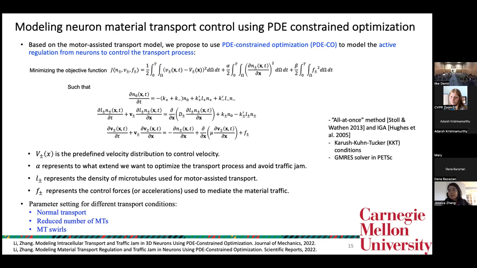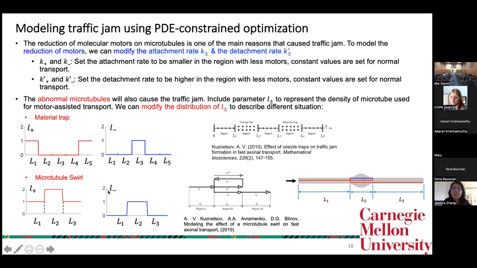So the traffic jams can be introduced into the system by setting certain parameters. There are 2 kinds of traffic jams. The first category is related to reduction of motors; we can modify the attachment rate and the detachment rate to model this kind of traffic jam. The second category is introduced by abnormal microtubules. For this type of traffic jam, we can modify the distribution of R plus and R minus.